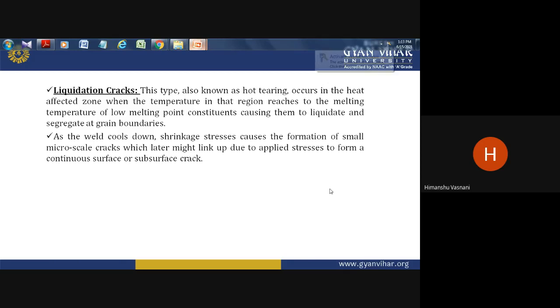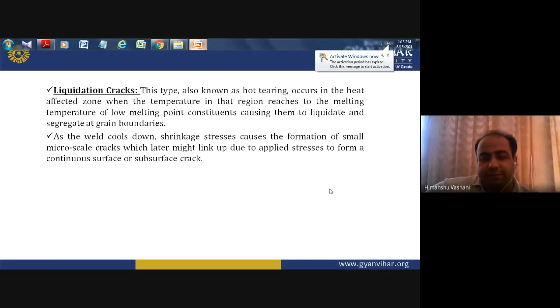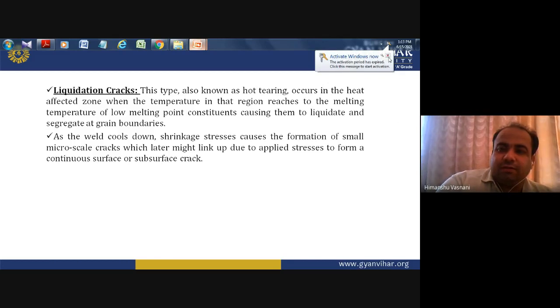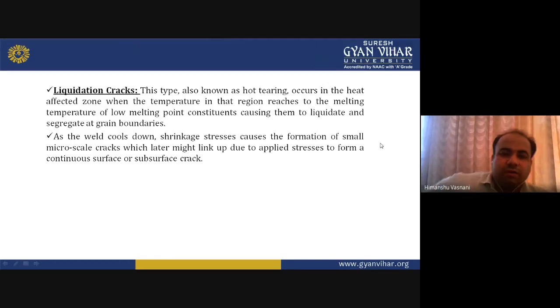Very easy to understand: if the temperature in the particular region reaches the melting temperature of low melting point constituents, then some activity takes place. As the weld cools down, shrinkage stress causes the formation of small microscale cracks, which later, due to applied stresses, might form a continuous surface crack.